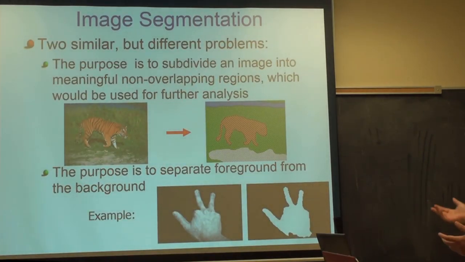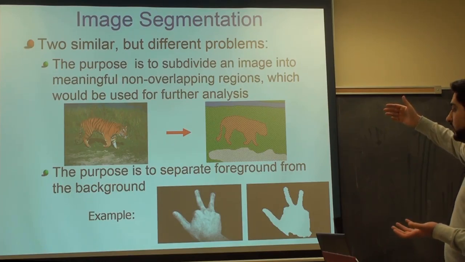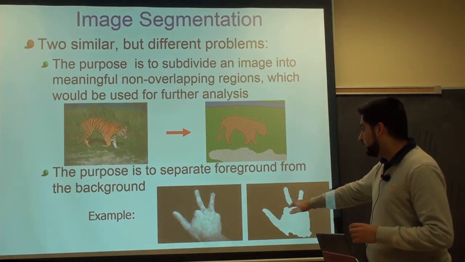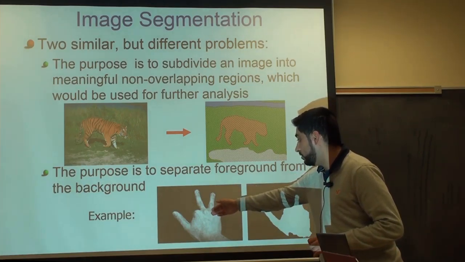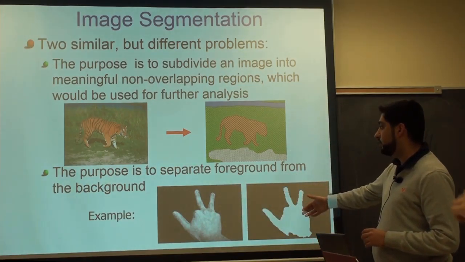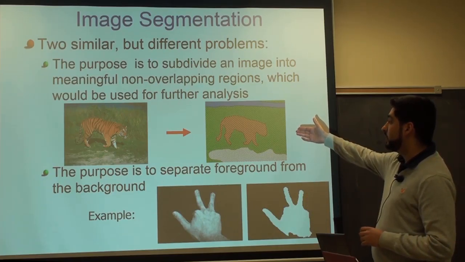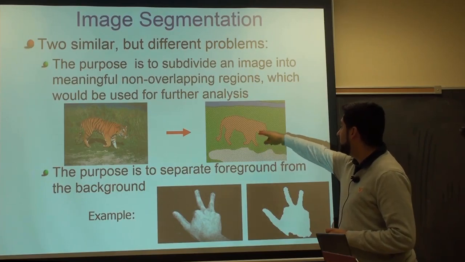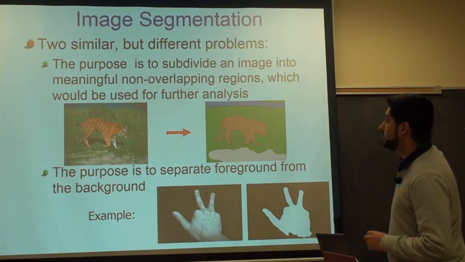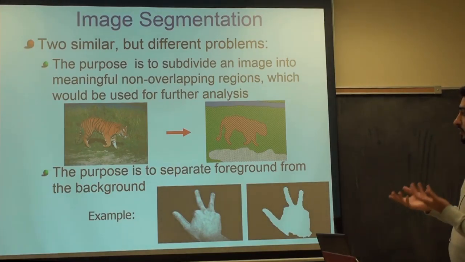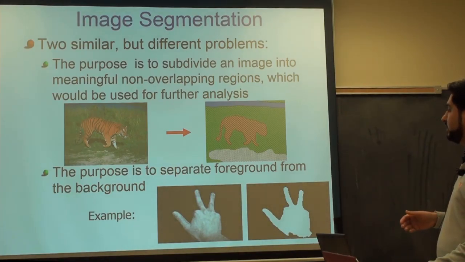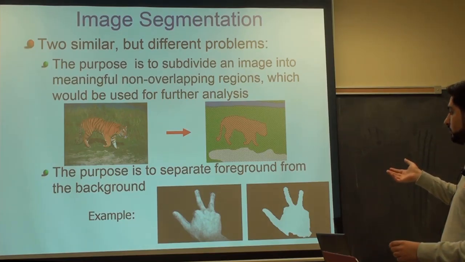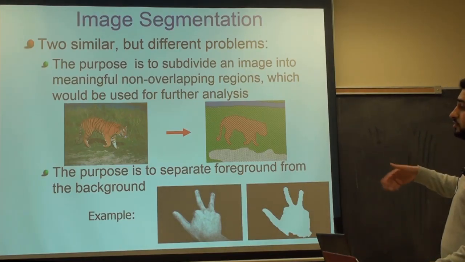As we said, we try to group similar pixels or objects together. Here, in this example, we have a background and a foreground, or an object, and we separate the background from the foreground. In this case, we separate multiple objects: the tiger, grass, and the lake. They are similar, not the same thing, but the question is the same. We try to group meaningful things together so we can further analyze them.